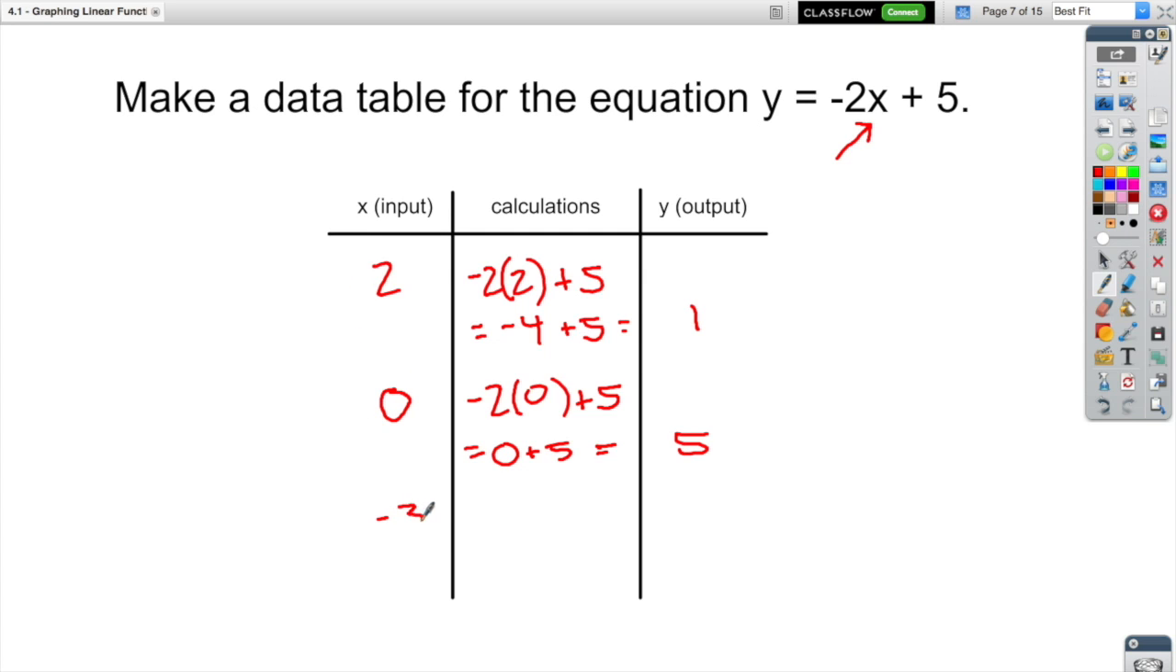So let's try -3. -2 times input -3 plus 5. Order of operations, we get -2 times -3 is 6. And 6 plus 5 is 11. All right, so input a 2, out spits out a 1. Input 0, we get a 5. And -3, we get an 11. All right, so this is the idea of taking an equation and pulling out the data of what this equation represents.